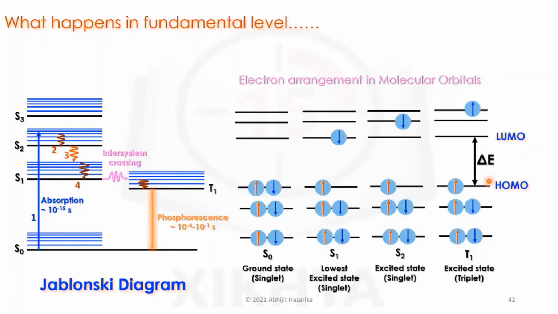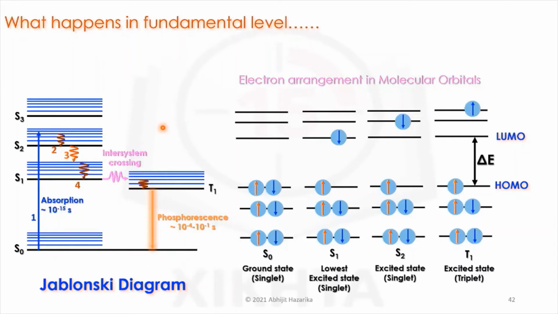Now, when this transition takes place, the electron can also flip its spin, thus resulting in a triplet state. Let's say we have a triplet excited state, T1, and while the system tries to come down to the ground electronic state, it may transit into T1, the triplet excited state. And from the triplet excited state, the system eventually comes back to the ground electronic state S0.